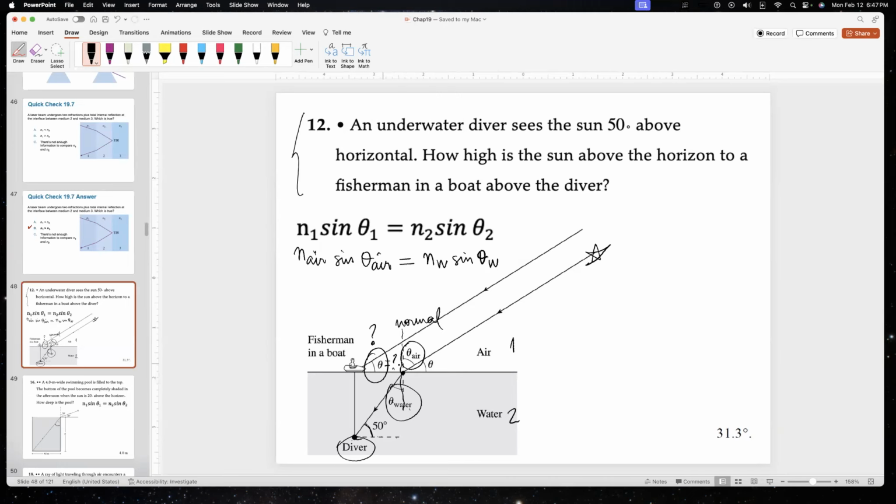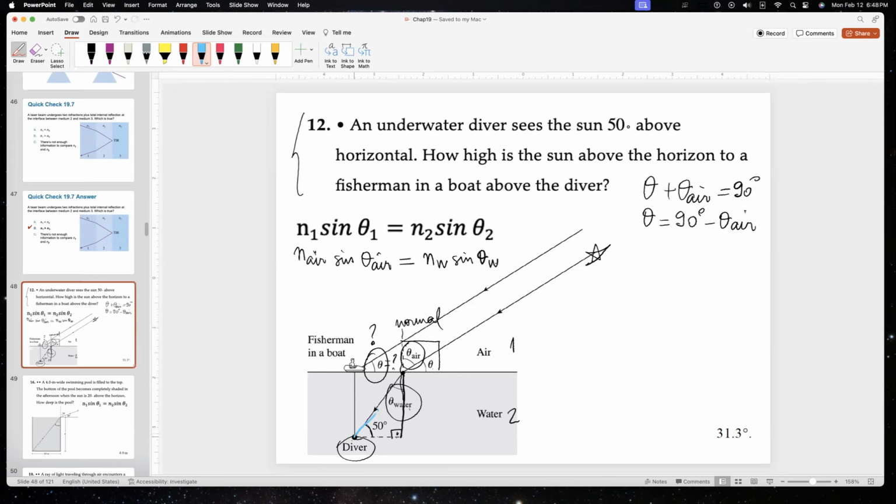So how does this theta that the fisherman sees relate to theta air? We know theta plus theta air will be 90 degrees, the 90 degrees over here, right? So theta will be 90 degrees minus theta air. My job here is to find theta air using Snell's law and then do the rest. I was given this 50 degrees and I will use it, because I just built a right triangle over here.